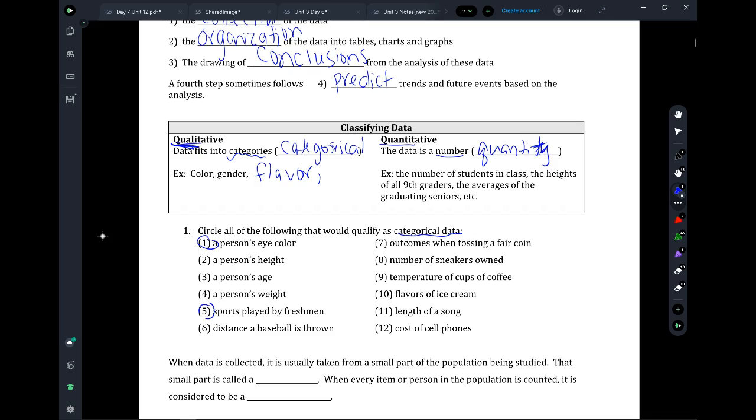Outcomes when tossing a fair coin. That's actually a really good one. So if you toss a coin, and it's called a fair coin, then that means one side is heads and one side is tails. When you toss it, your outcomes are either heads or tails. So those are actually two different categories that you could get, so heads or tails. And then the last one that I see here is flavors of ice cream would be the last category that we could fit into.